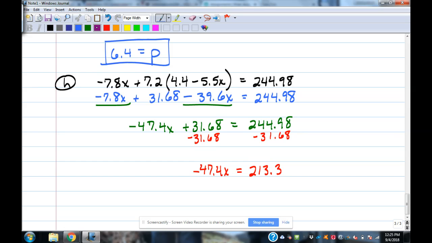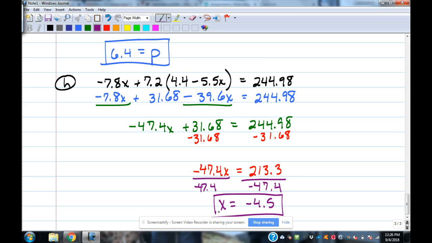Divide. Last step's divide by that what? Yeah, there you go. Make sure it's the number that's with the variable that you're dividing by. How many times does that go? How much? Positive or negative? Should be negative. Negative 4.5.